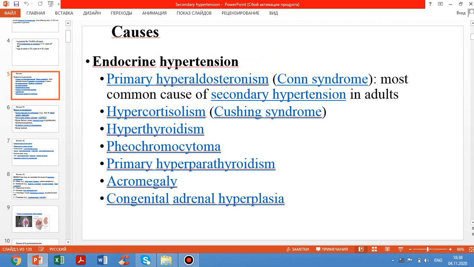Causes of secondary hypertension include endocrine hypertension. This includes primary hyperaldosteronism, Conn syndrome, the most common cause of secondary hypertension in adults. Hypercortisolism, Cushing syndrome, hyperthyroidism, pheochromocytoma, primary hyperparathyroidism, acromegaly, congenital adrenal hyperplasia.